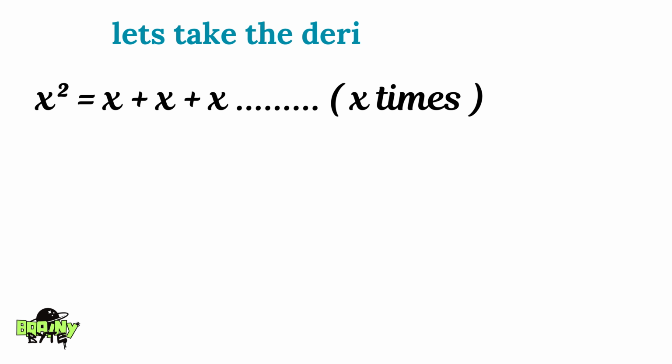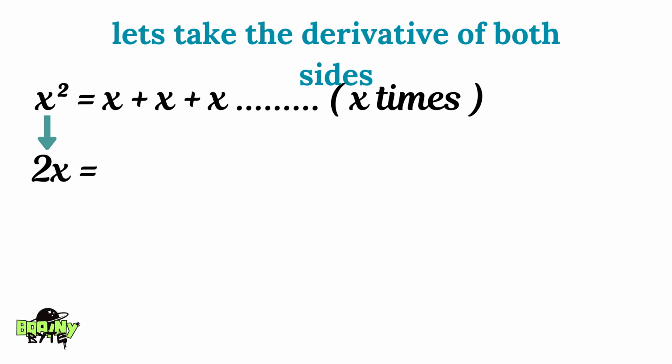Let's take the derivative of both sides with respect to x. Let's start with the left side. That's the easy part. Using the power rule, the derivative of x squared is simply 2x. So far, so good. Now let's look at the right side. We have a sum of terms, x plus x plus x, and so on. To take the derivative of a sum, we just take the derivative of each part, right?